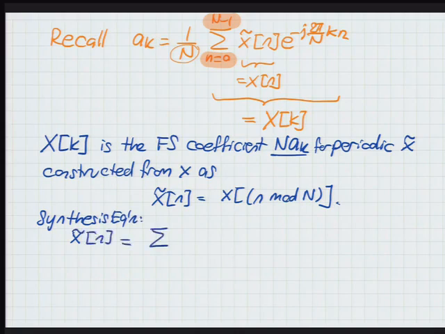Sum a_k e^(j2π/N kn), k from negative infinity to infinity. These are all the frequency components. That's how we construct x tilde. That's the definition of the Fourier series itself.